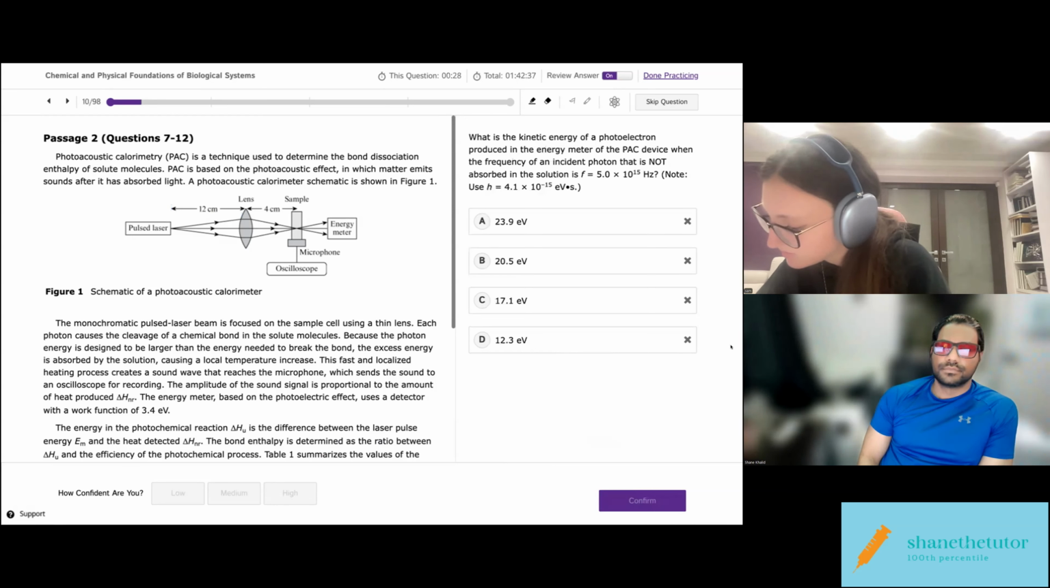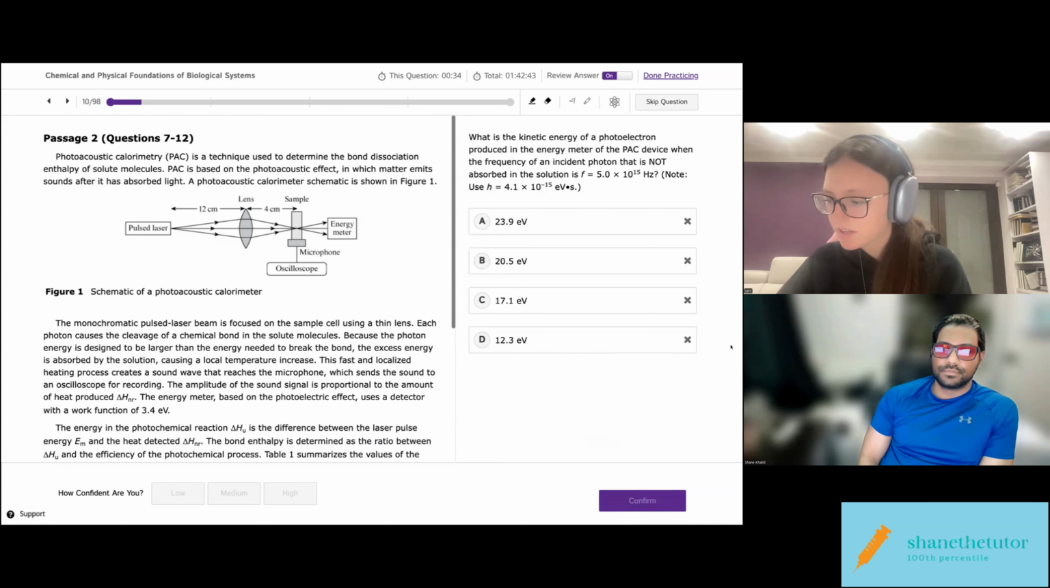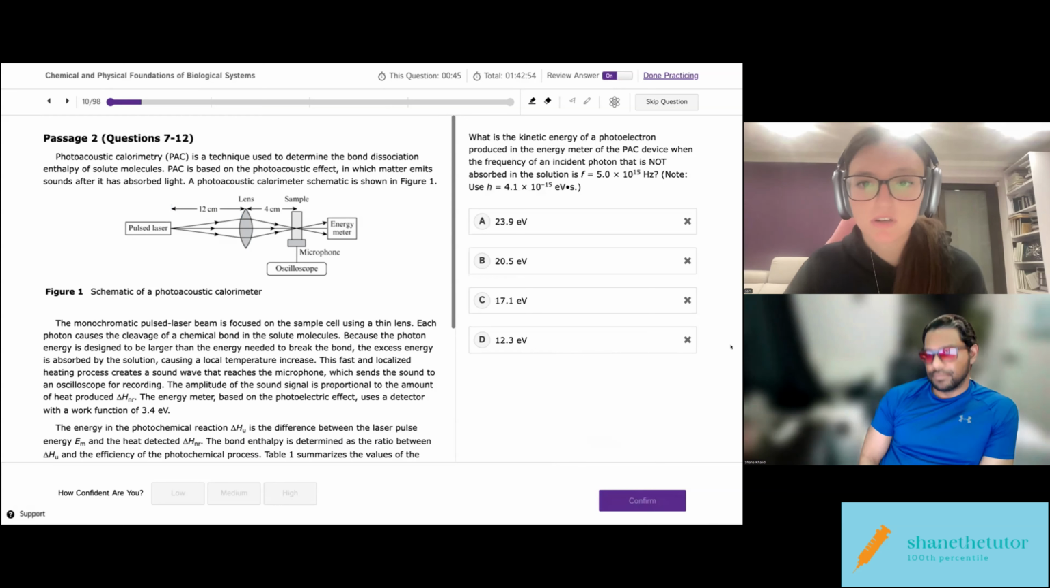There are too many equations floating around in my head right now, because the kinetic energy equation was the energy of the photon minus the work function, right? Yeah, the work function. Is that the one that you use? F and H are from the photon energy, because you can do kinetic energy is equal to HF minus the work function.